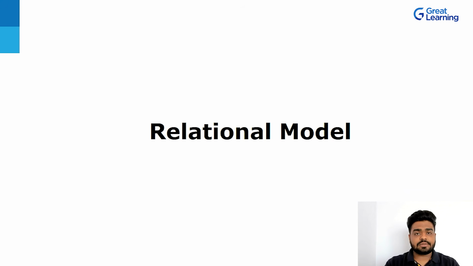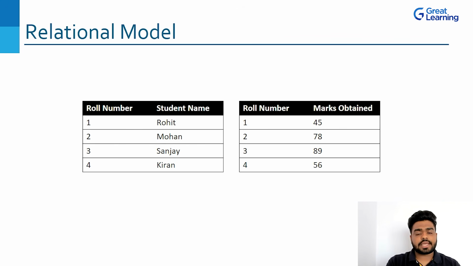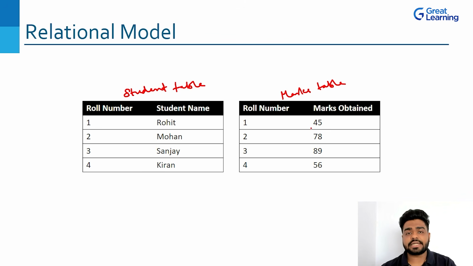So let's understand what this particular topic is about. Let's consider that we have 2 tables, something like this. We have this one table which has roll number and student name. So let's say that the table name here is student table, and this particular table is marks table. So we have these 2 tables. These 2 tables are separate tables.